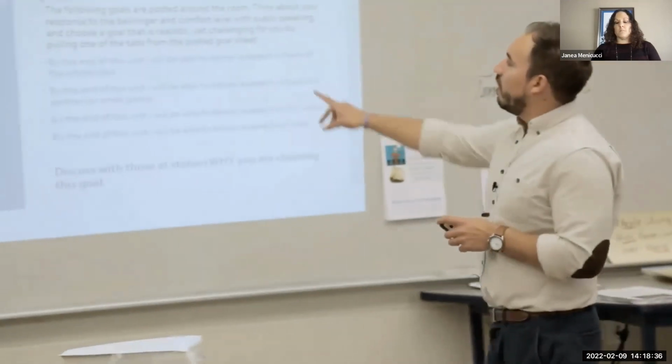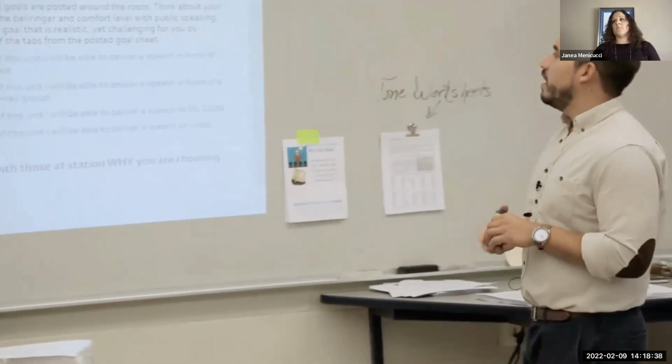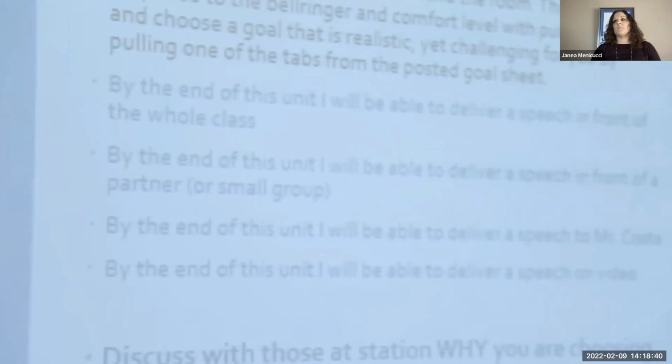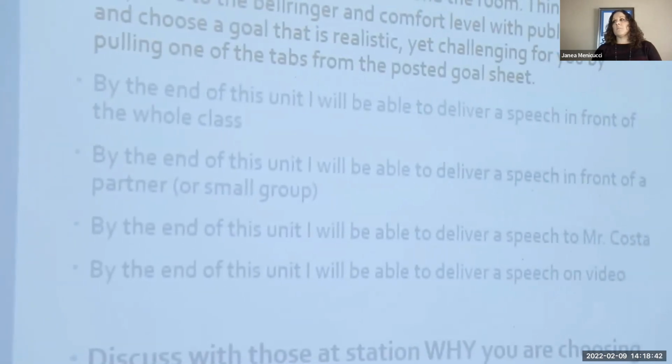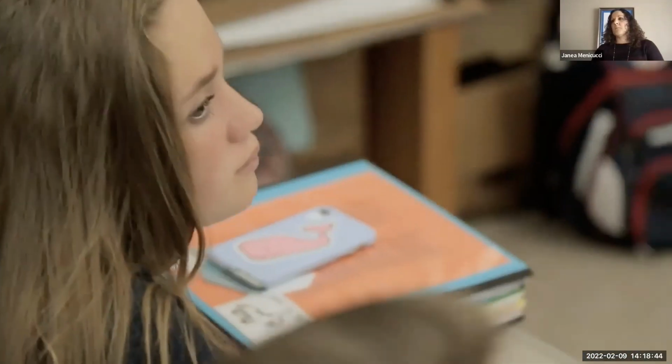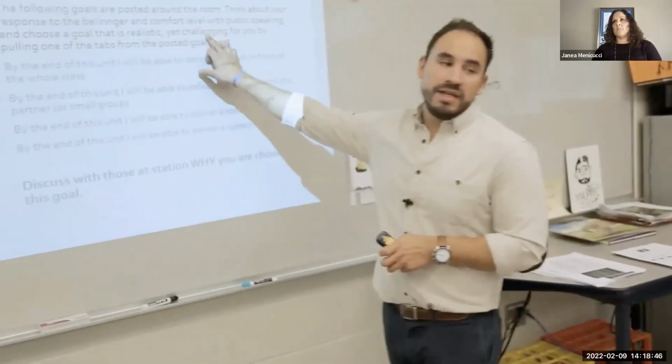So, we first need to set a goal for ourselves, for the whole unit in general. Okay, so in the next few weeks, what do we want to be able to do? So the following goals are posted around the room. Think about your response to the bell ringer and comfort level with public speaking. Choose a goal that is, and I'm going to say realistic, yet challenging, something you can strive towards.